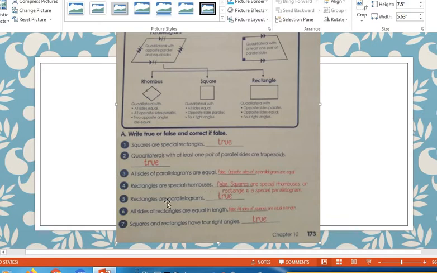Rectangles are special rhombuses? False. Squares are special rhombuses. A rectangle is a special parallelogram. Rectangles are parallelograms? Right, of course. All sides of rectangles are equal in length? Of course not. All sides of a square are equal in length. Squares and rectangles have four right angles? True.